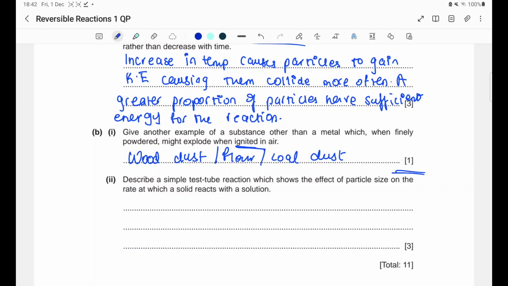So first, you're obviously going to need a solid. You need a reactant, and you need it to have a particle size. So let's use magnesium.